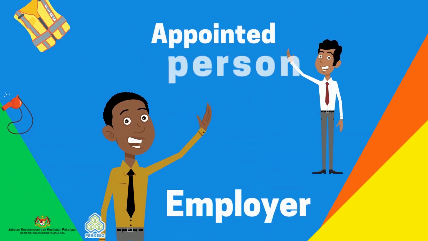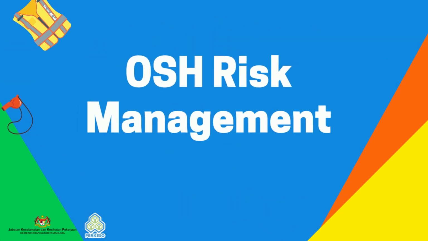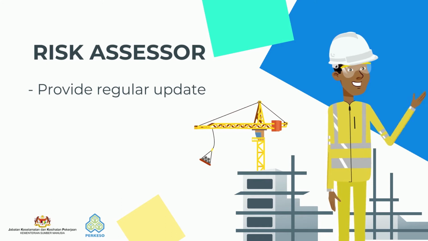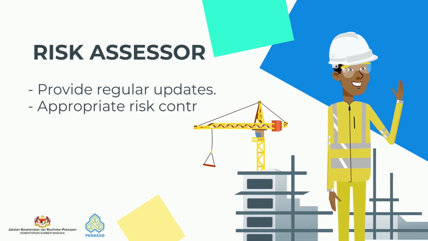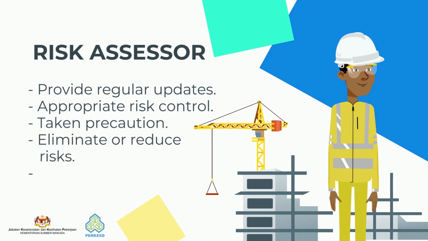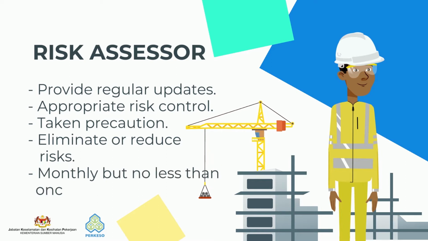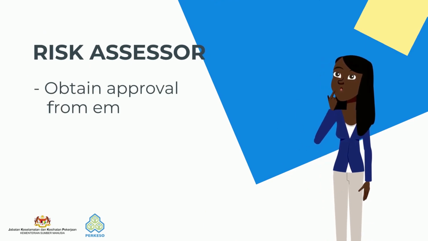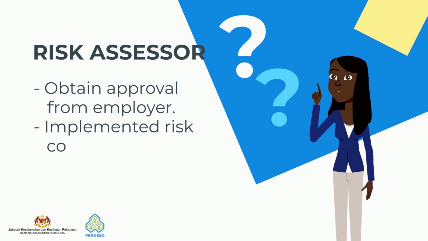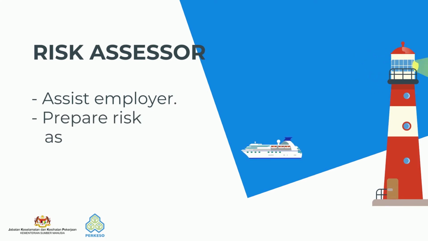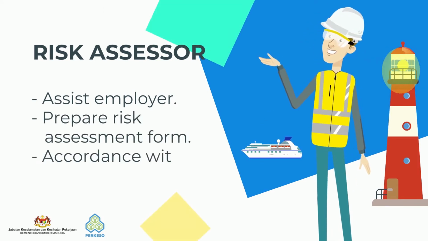Risk assessor. The risk assessor should assist the employer and appointed person in coordinating OSH risk management within the workplace. The risk assessor should provide regular updates on the appropriate risk control measures implemented and highlight any specific precaution to be taken to eliminate or reduce risks to the employer, preferably monthly but no less than once a year. To obtain approval from the employer or the appointed person for the implementation of risk control measures. Assist the employer to ensure that the risk assessment forms are prepared in accordance with the ICOP.